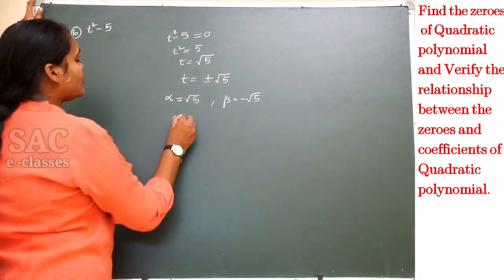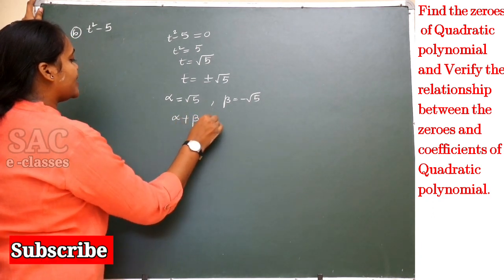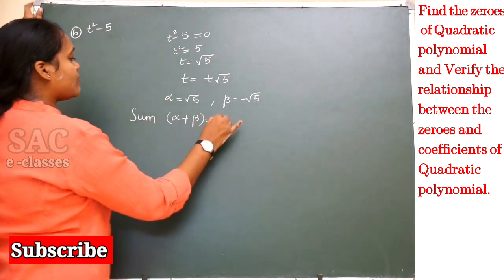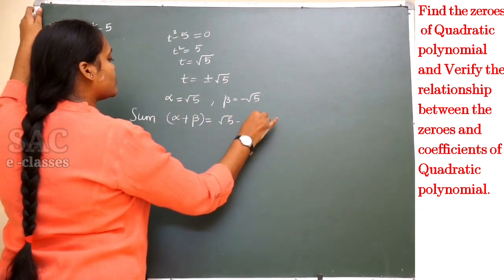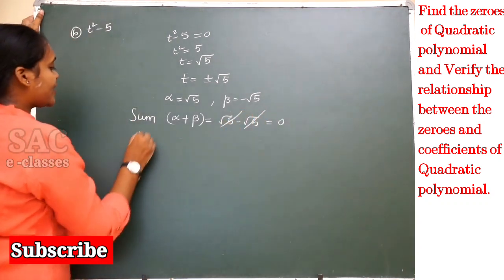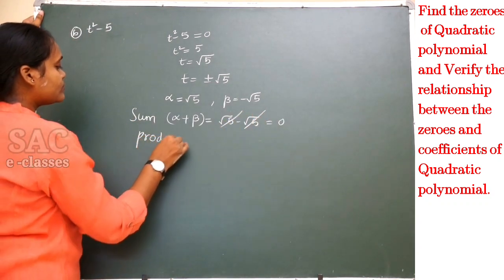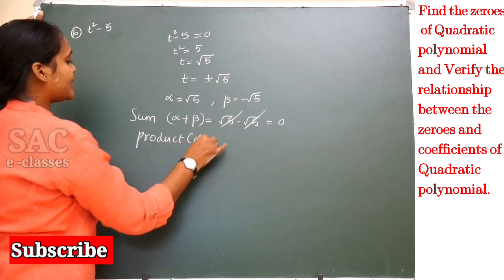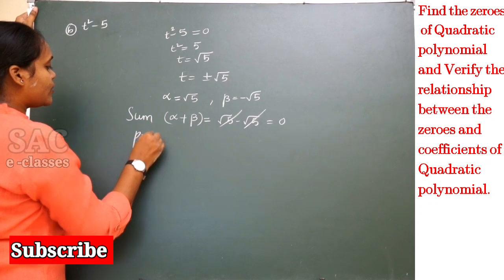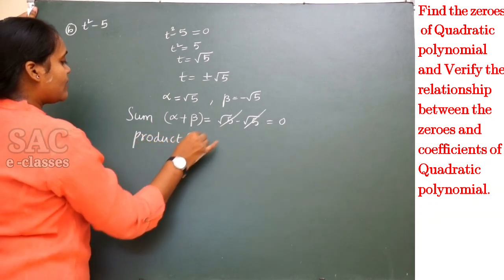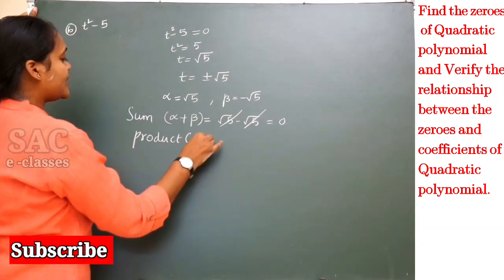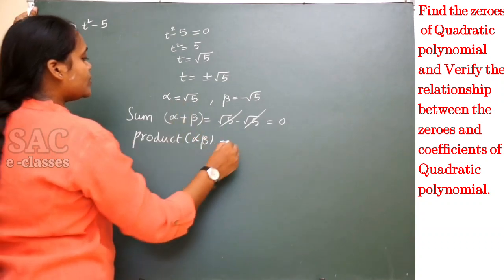Now, if you want to verify the relationship, at first you need the alpha plus beta value, that is only the sum. Sum equals root 5 minus root 5, which is equal to 0. And the product is alpha into beta, which is root 5 into minus root 5, giving you minus 5, because root 5 into root 5 is 5, so minus 5 is the answer.